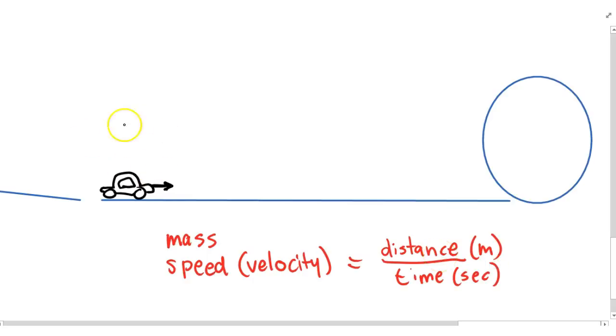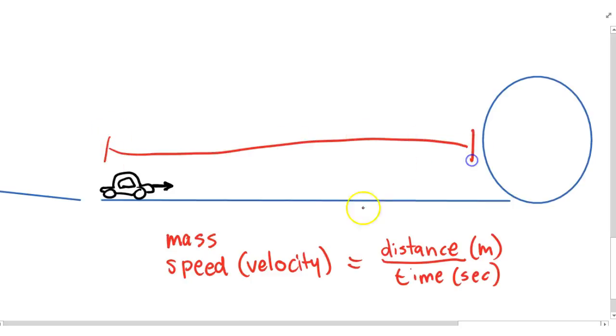So to know how much energy we have in this car, you have to measure its mass, and then you also have to measure its speed, the distance that it travels, and the time it took to do that distance.